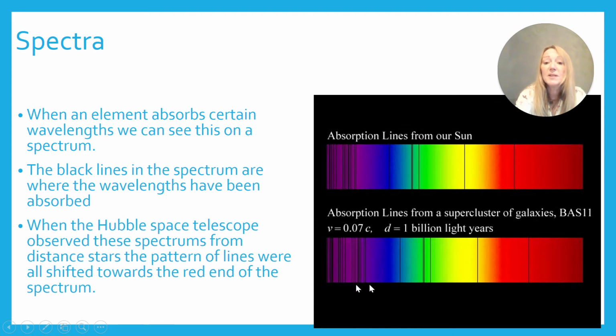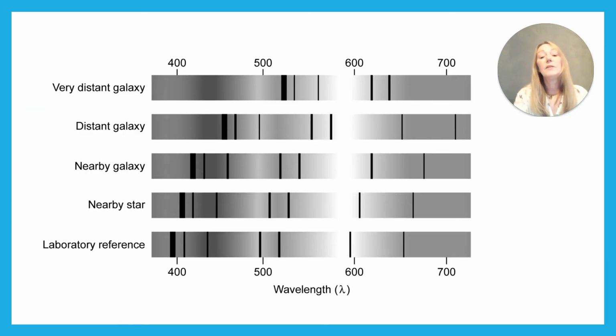And this would be the same element, but from a cluster of stars in a galaxy that were billions of light years away. And we can see straight away, if you compare these patterns, that the pattern is the same. So we know it's the same element, but we can also see that all of that pattern has been shifted towards the red end of the spectrum. And so again, these were the wavelengths that we were seeing.